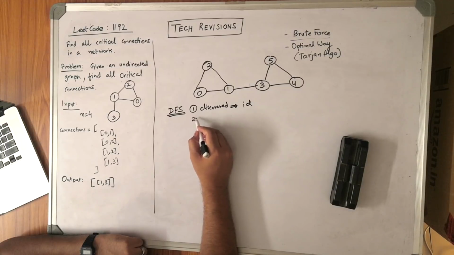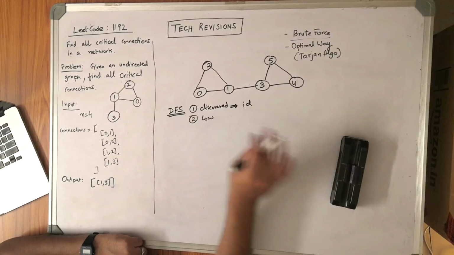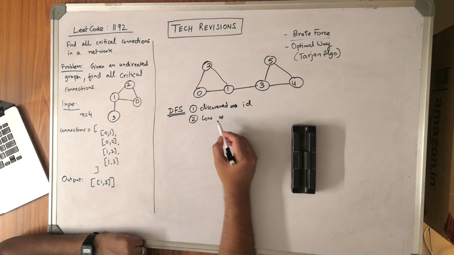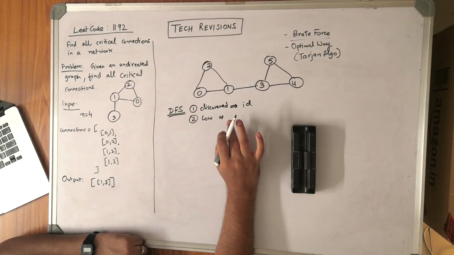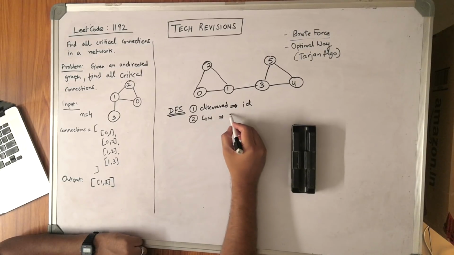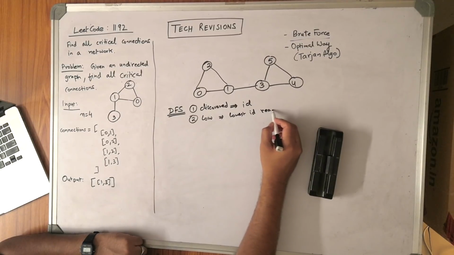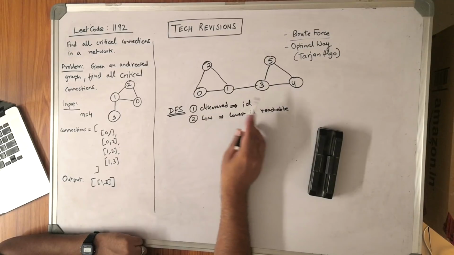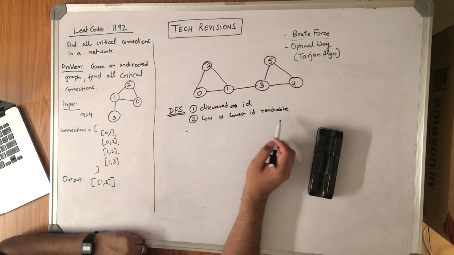The second thing it tries to keep track of, let's call it low, is the lowest ID reachable from that node. Let me write it down: lowest ID reachable. This is what it tries to track for every node it traverses. So these are the two things. Now, the best way to explain this will be via example.